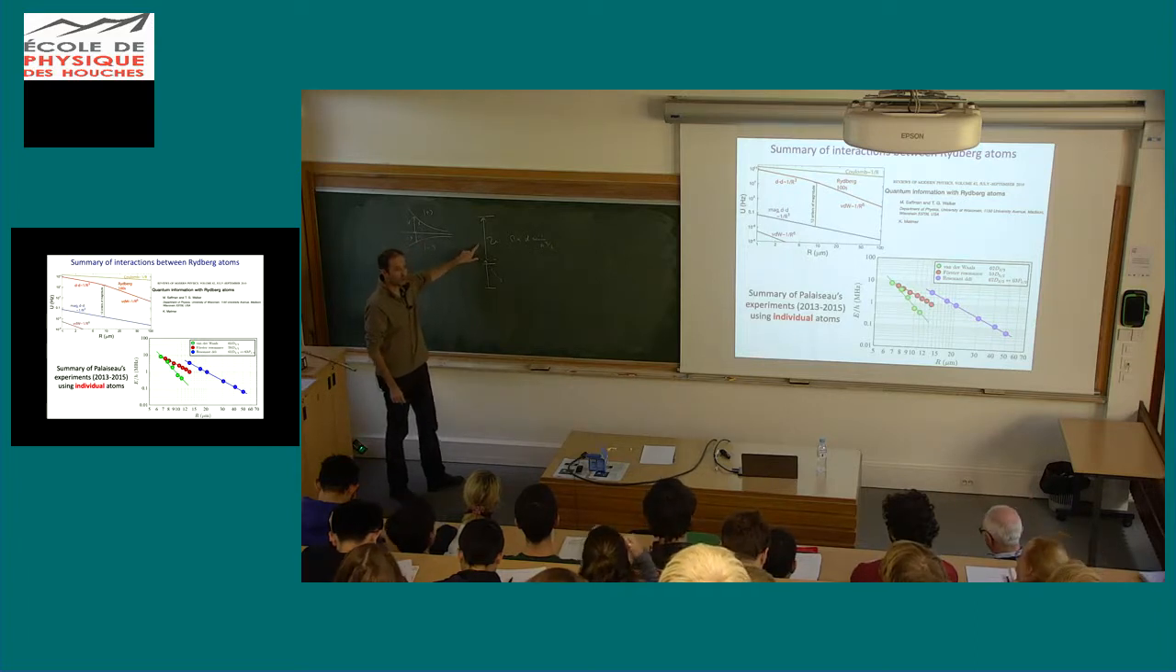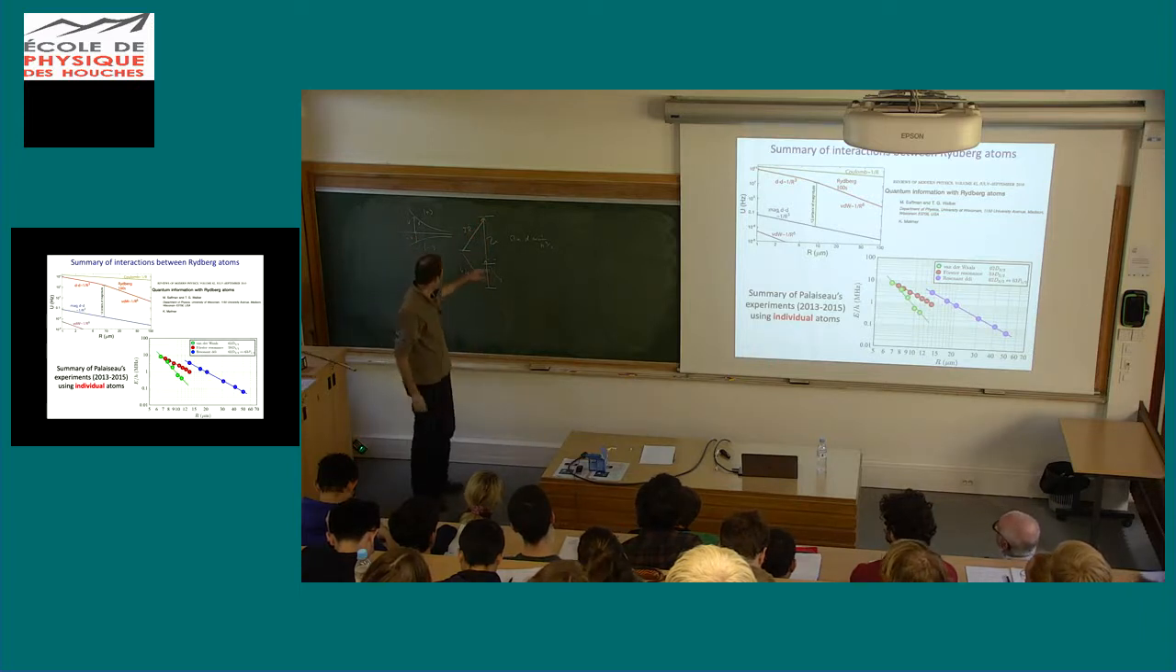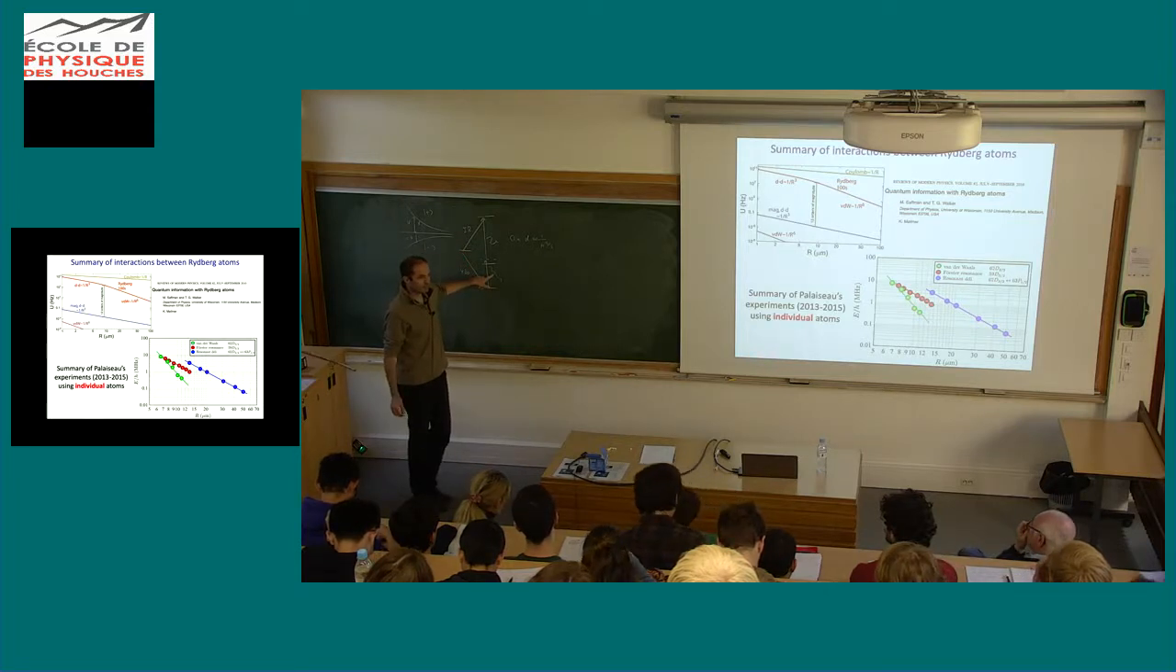So usually this transition is in the blue, and it's hard to get a lot of laser light in the blue. So what people are trying to do these days is to work on a blue transition here for rubidium, for example, and an infrared transition where you've got much more laser light. In this way, you can detune more, and you can hopefully decrease the spontaneous emission.